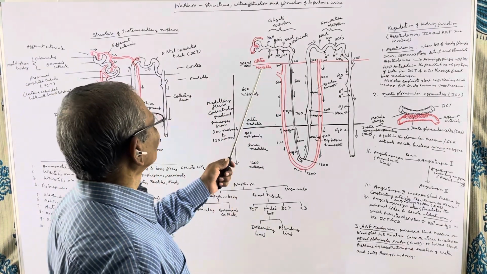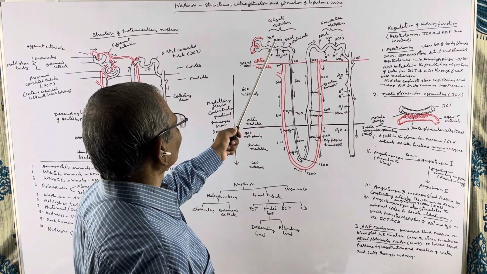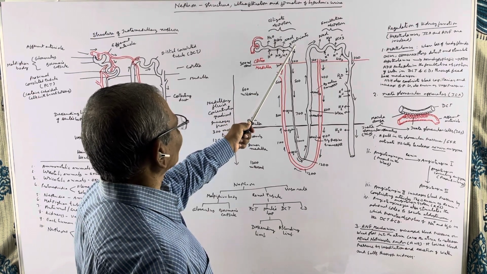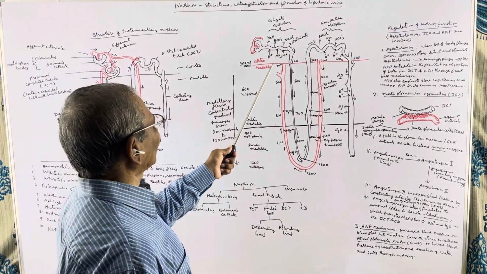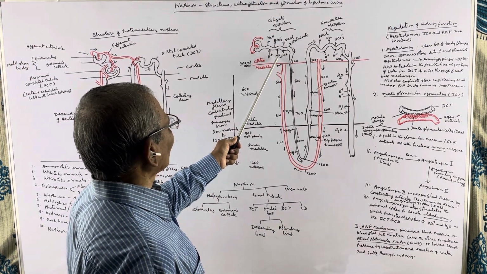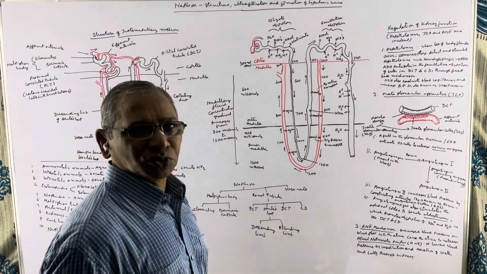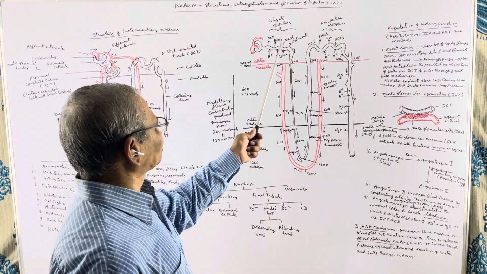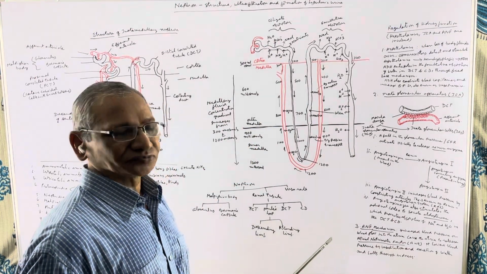Now let us see. In the proximal convoluted tubule, water is absorbed, bicarbonates are absorbed, sodium chloride is absorbed, and nutrients like glucose and amino acids are also absorbed. Then, the tubular secretion, that means hydrogen ions, ammonia, and potassium ions are released into the tubule or into the glomerular filtrate. In this way, absorption and tubular secretion takes place in the proximal convoluted tubule.